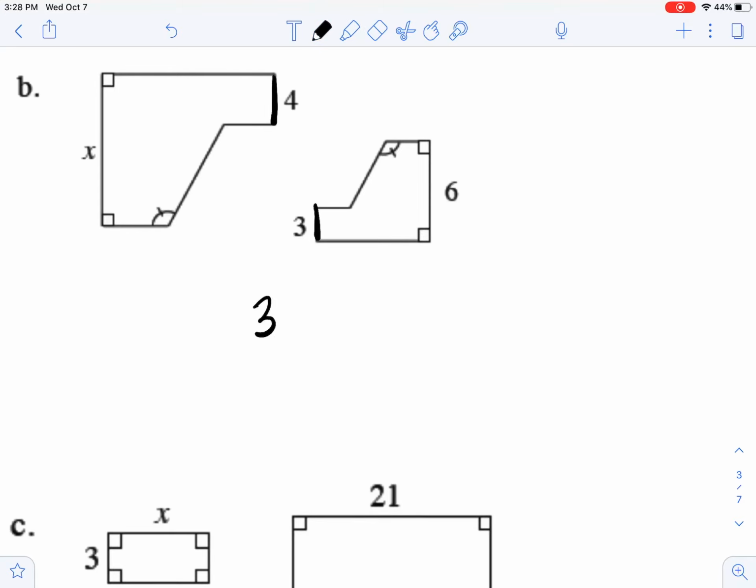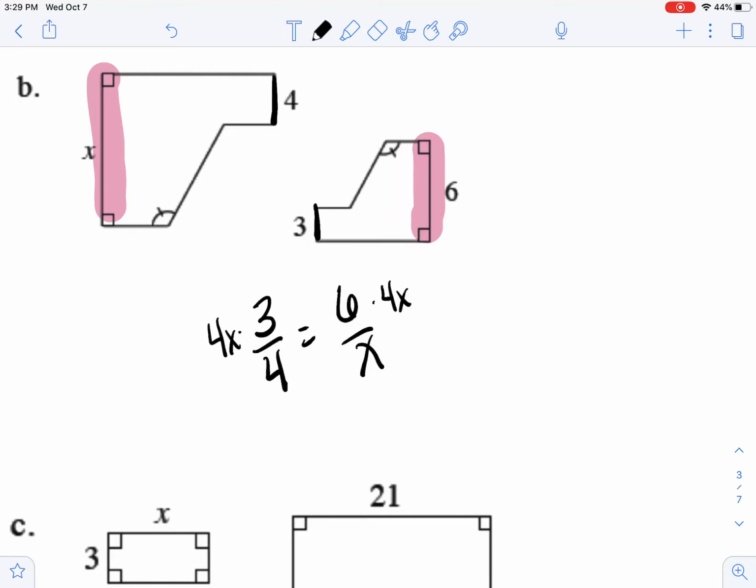3 compares to 4. They are corresponding sides in the similar figures, and 6 corresponds with x. Now, since the 3 came from the figure on the right and that's on the top, the 6 also coming from the figure on the right has to be on the top. The numbers that come from the figure on the left are on the bottom, making sure we get those lined up correctly. I'm going to multiply both sides by 4x. And then my x's are going to cancel here. And I'm left with 3x equals 6 times 4 is 24. Giving me x equal to 8.